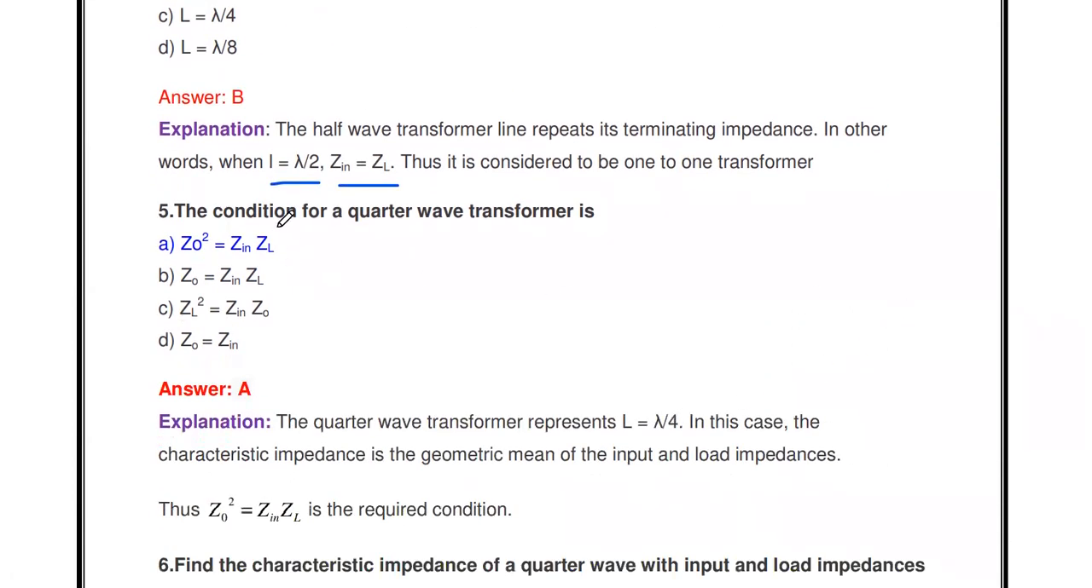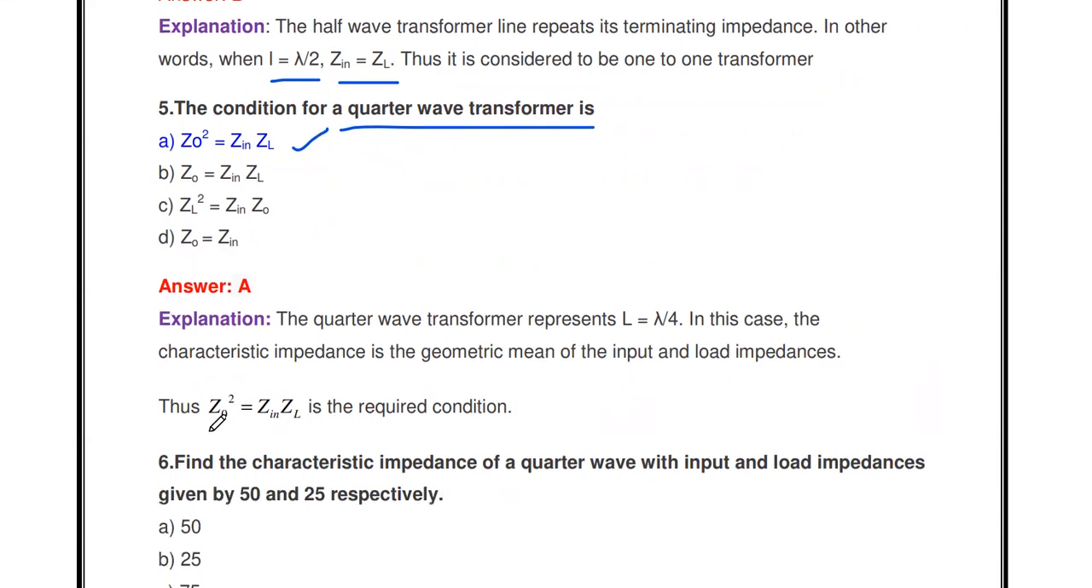The next question: what is the condition for a Quarterwave transformer? The condition is Z0 squared, the characteristic impedance squared, is equal to the product of Zin and ZL. So the characteristic impedance Z0 is equal to the square root of Zin into ZL, where Zin is the input impedance and ZL is the load impedance. The characteristic impedance is the geometric mean of the input and load impedances. This is the required condition for a Quarterwave transformer.